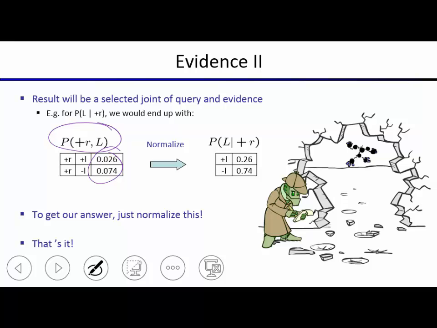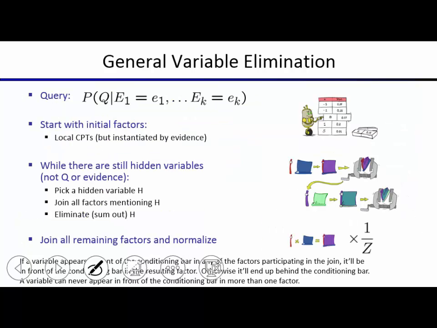Okay, so let's look at the overview of the procedure then. To run variable elimination, you're given a base net initially, and a query: some query variables Q that you want the conditional distribution of, given some evidence variables E1 through EK. Mechanically, you start with the initial factors. These are the local conditional probability tables, but instantiated by the evidence, so only retaining the entries consistent with your evidence. Then there is a loop.